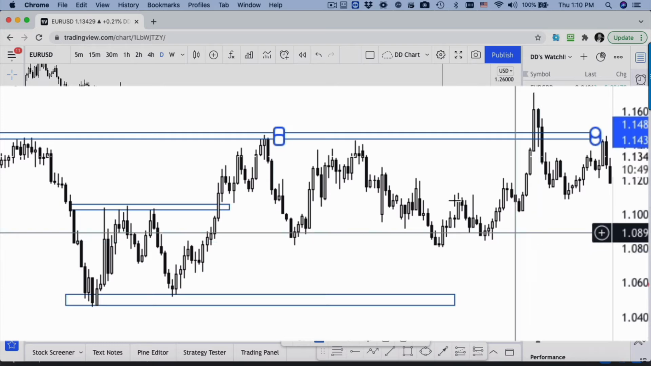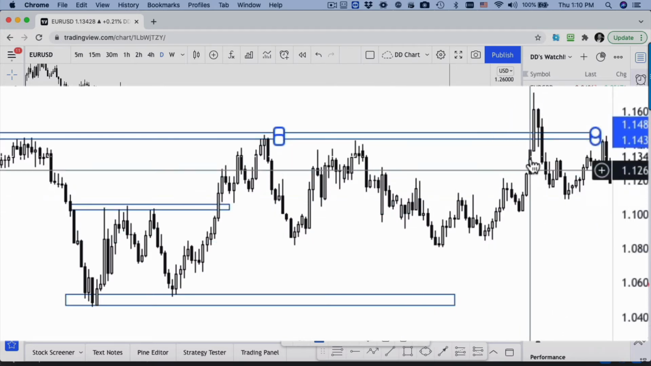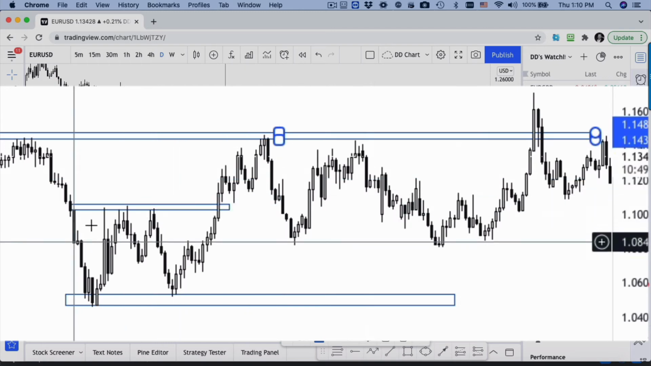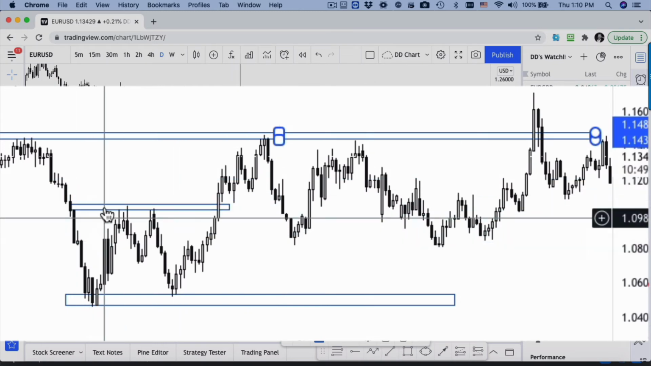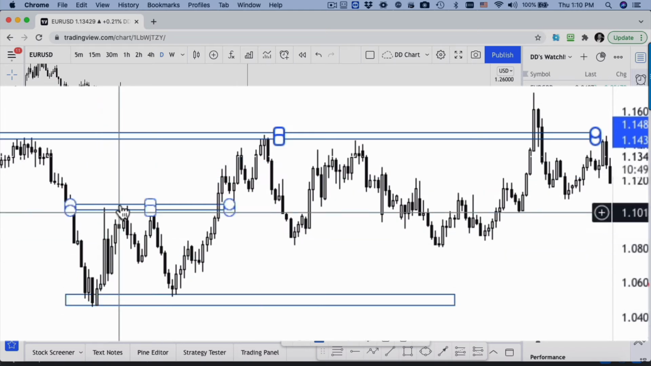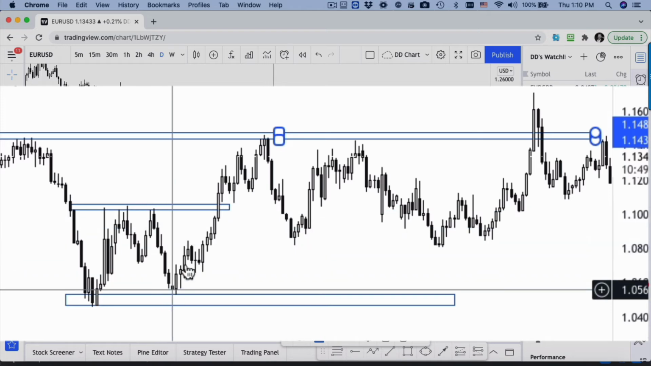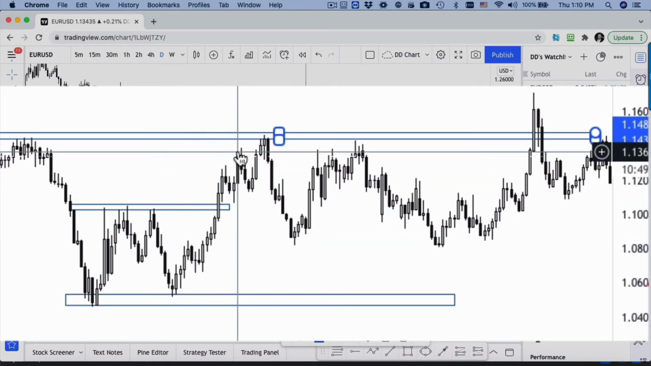But I would consider that a false break because look how strong it popped up through. There was no hesitation over here. Look at this hesitation over here, guys. One wicked candle. That means the price went up and it shot back down. Push back down again, push back down again, and then finally push back down. And then it was able to get through.